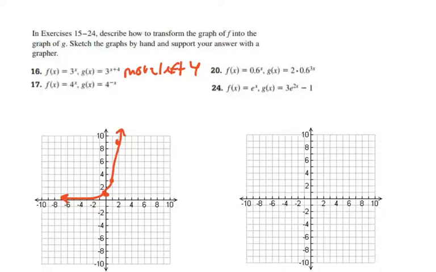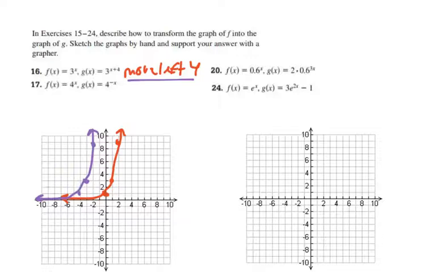And then, of course, it's exponential, so it's going up, and then also an asymptote at y equals 0. And then to move it left 4, we're going to take each of these points and just move them left 4. So instead of at 0, we're going to negative 4. Instead of at 1, we're going to negative 3. And instead of at 2, we're going to negative 2.